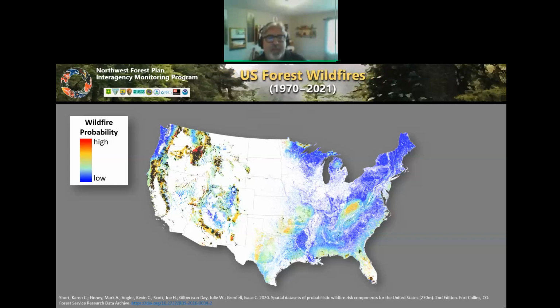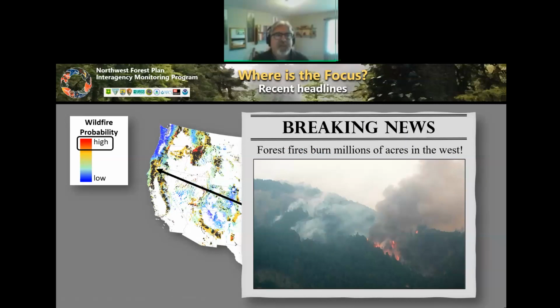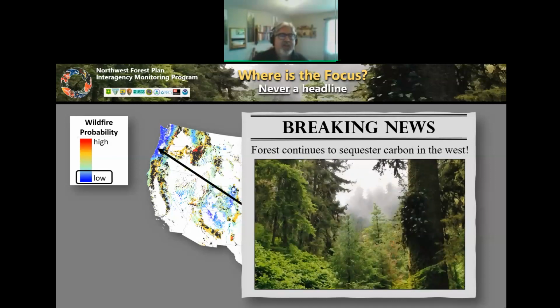What we tend to focus on as managers and just in general are the redder areas, the places that are always burning. The headlines you're seeing today about the fire coming into Sequoia National Park in California are mostly about what's happening there. Forest fires burn millions of acres in the West. You never see a headline for the blue areas where nothing's happening, and it's literally like watching trees grow. Forest continues to sequester carbon in the West. That's not a headline I've ever seen.